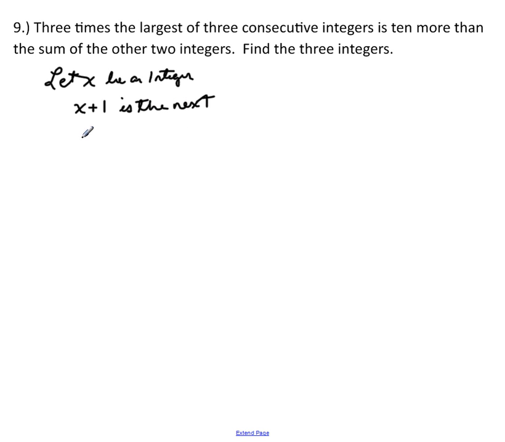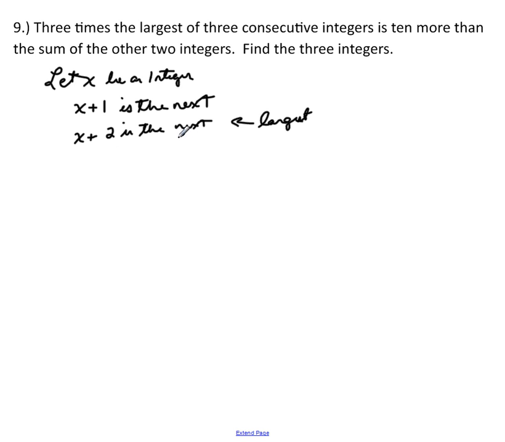What's the next consecutive integer after that? Clearly, if we take x plus 1, we have to add 1 more to it. So x plus 2 is the next integer. There we go, those are our 3 consecutive integers. Which one would be the largest? Clearly, this one right here, x plus 2, is our largest integer.